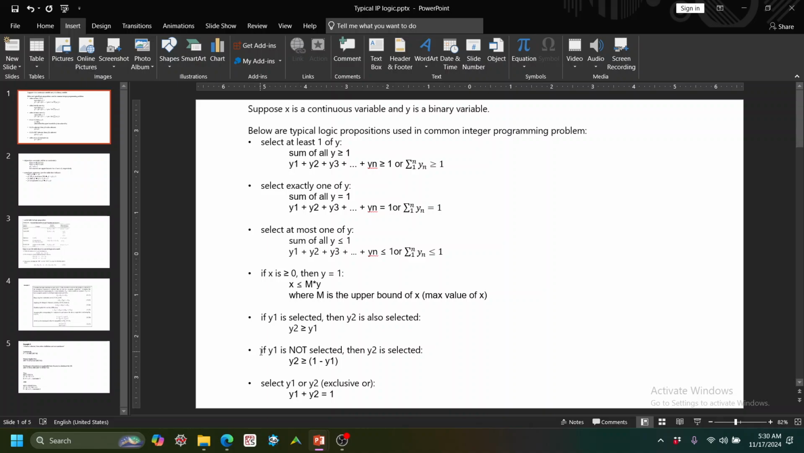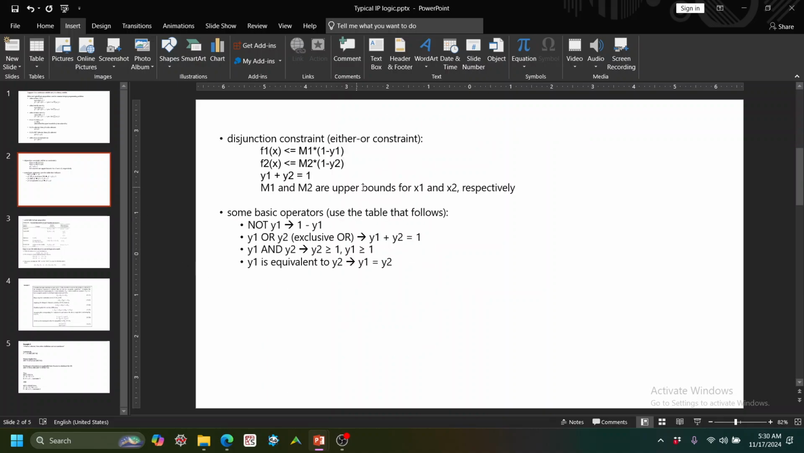And then another version is that if y1 is not selected, so this is the negation of y1, 1 minus y1, then y2 is selected. So it's basically the same form, but here we put the negation of y1. And then select y1 or y2, which is an either-or, so y1 plus y2 equals 1.